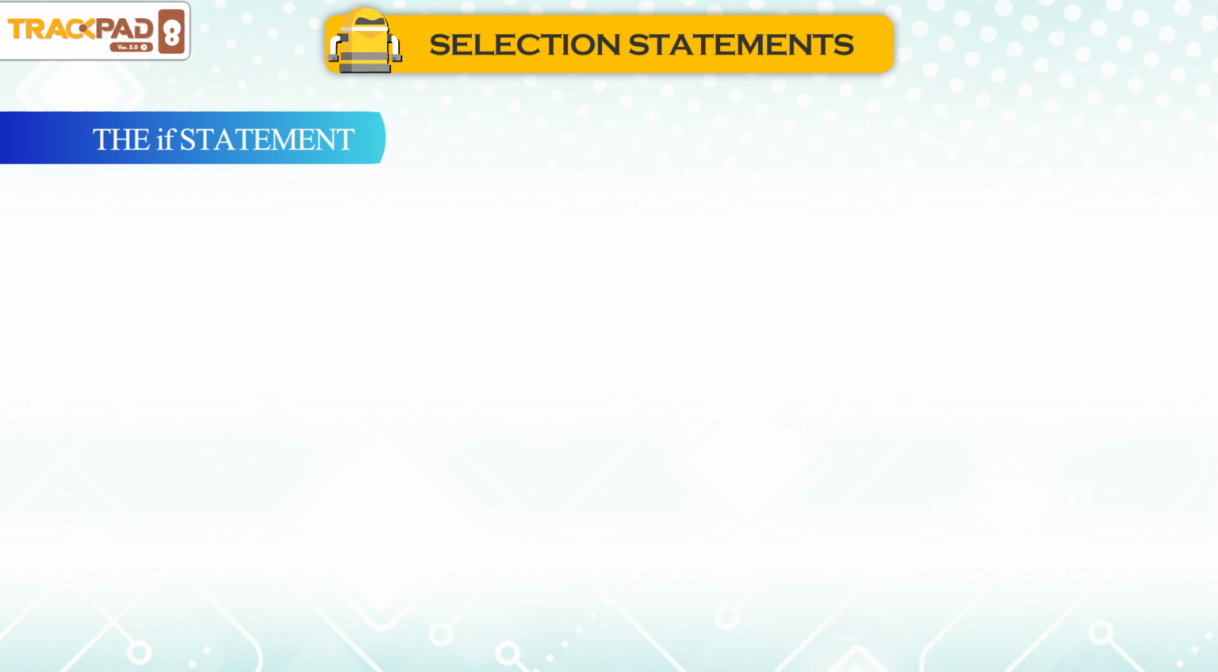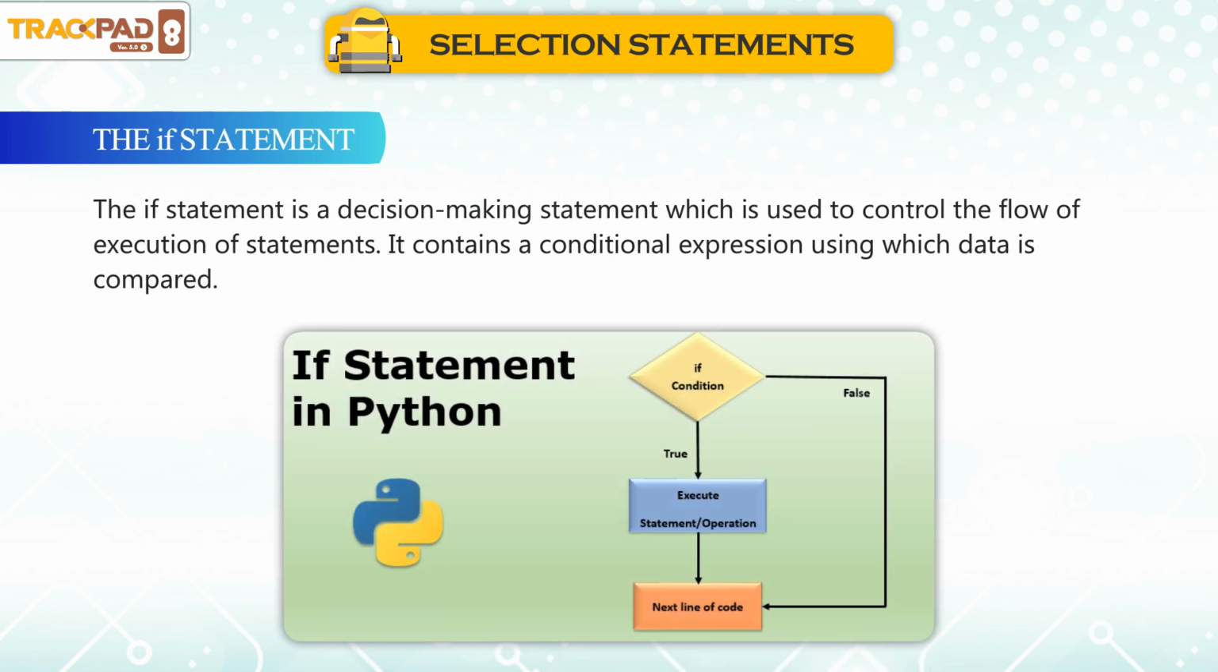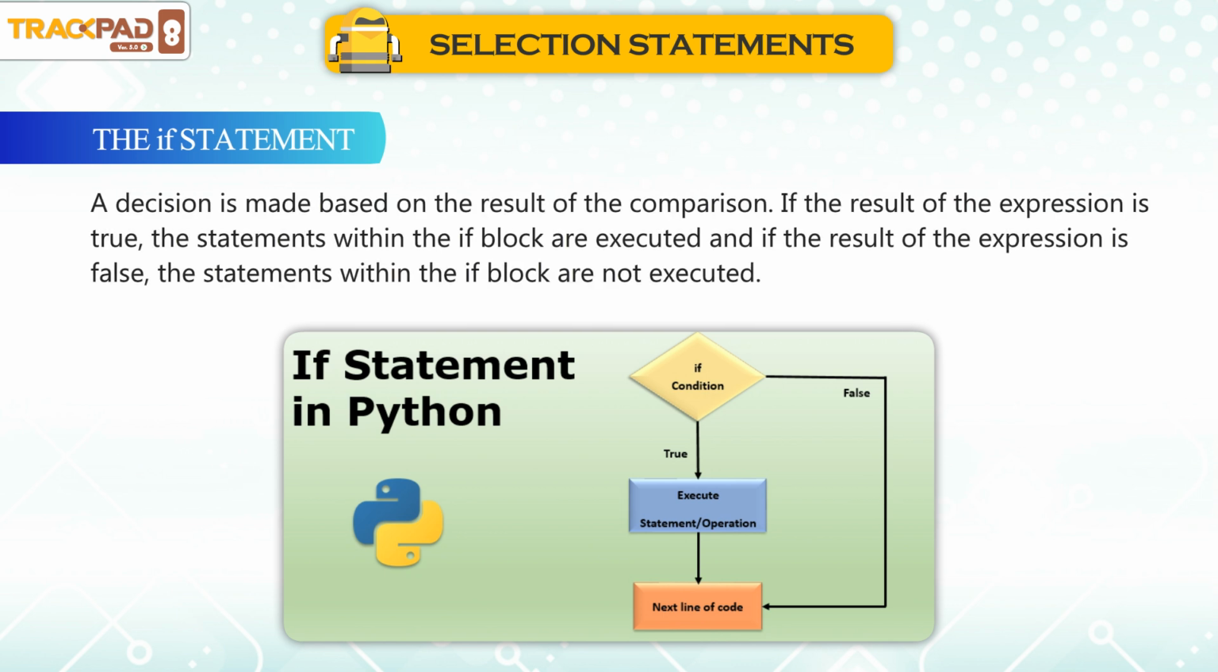The if statement. The if statement is a decision-making statement which is used to control the flow of execution of statements. It contains a conditional expression using which data is compared. A decision is made based on the result of the comparison. If the result of the expression is true, the statements within the if block are executed, and if the result of the expression is false, the statements within the if block are not executed.